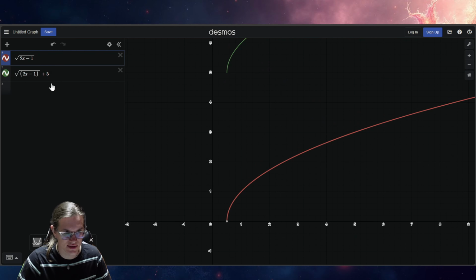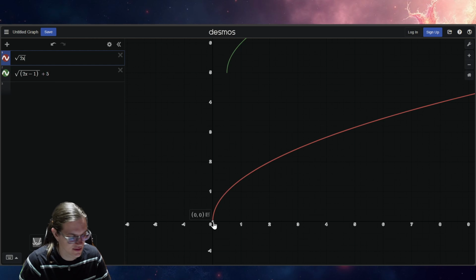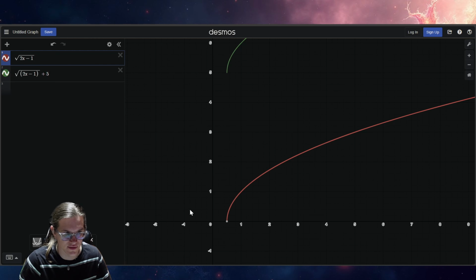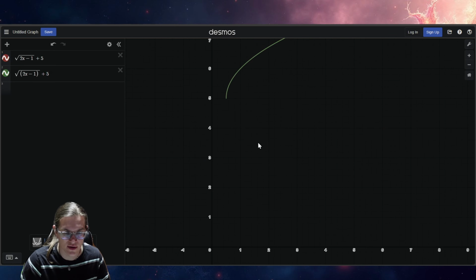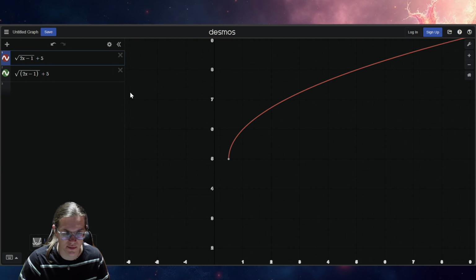I'll do it again so you can see. So it's here, minus 1. Now it's moved over. And then outside of the square root, we have a plus 5. And now it gets moved up here to be on top of the green one.